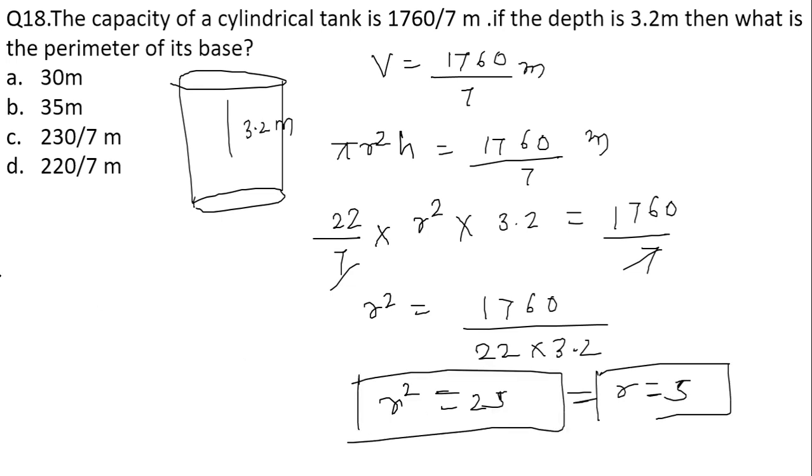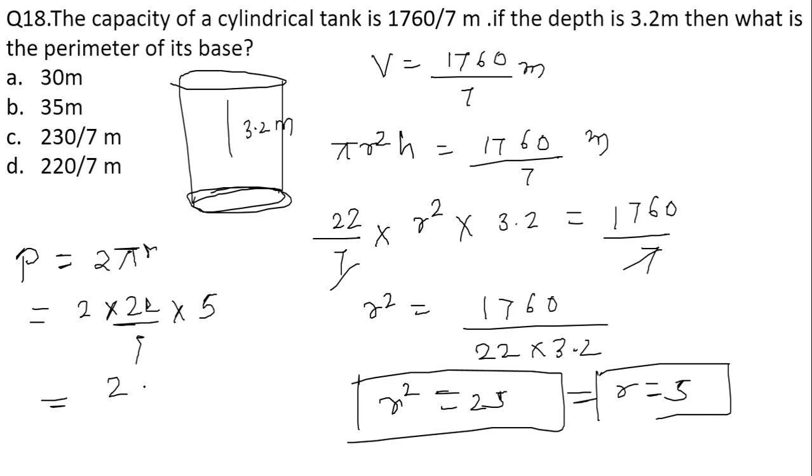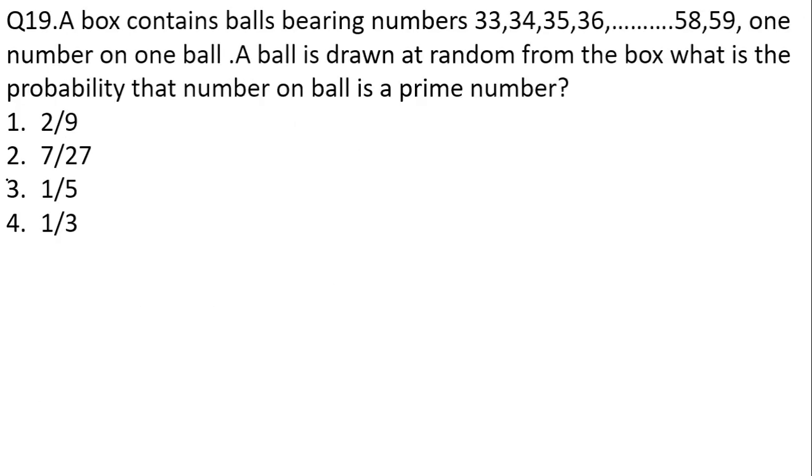Okay, so we got the value of r. Now we have to find the perimeter. We know the formula for the perimeter is equal to 2 pi r, that is the perimeter of this base. So 2 pi r will give me 2 into 22/7 into radius, which is r. This will give me 220/7 meter. That is option number D, the correct answer for the given question. Using two formulas, the volume of a cylinder and the perimeter, we have found the answer. Moving on to the next question.